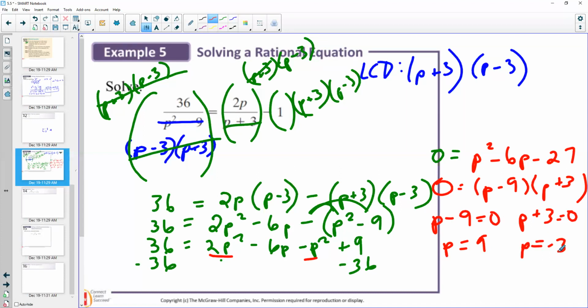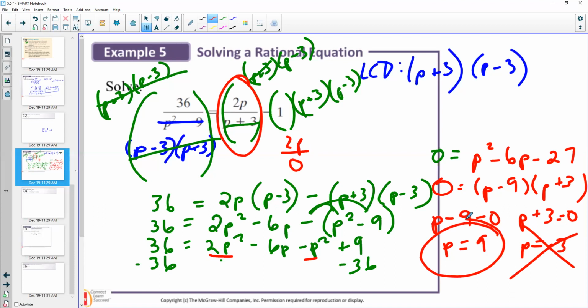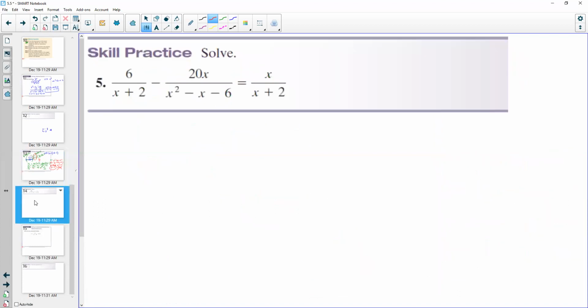So now stop and check. Are both of those things okay? Well, if I put in 9 squared, that's going to be fine. If I put in negative 3, this becomes 2p over 0. So that's not cool. So negative 3 won't work, but 9 will. So in this case, there's one solution, and you need to be clear that you know that. All right.